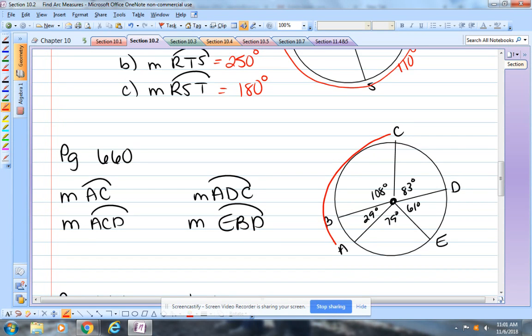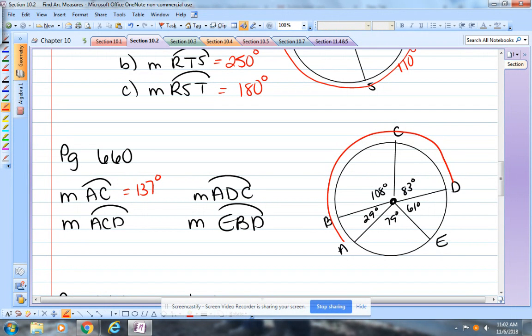How are we going to find that measure? Right, because I'm going to add these two central angles, and whatever that angle measure is, that's my arc measure. Correct? So what is 108 plus 29? 137 degrees. Does that make sense? Okay, let me erase that. Then I want ACD. So I'm going all the way around to D, but I got to go through C from A. So ACD.